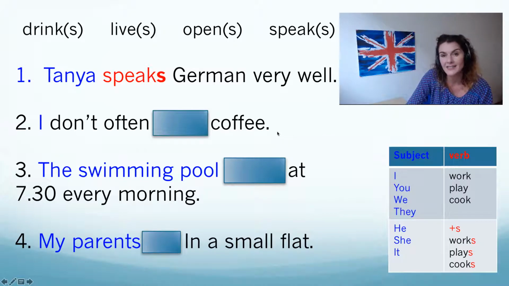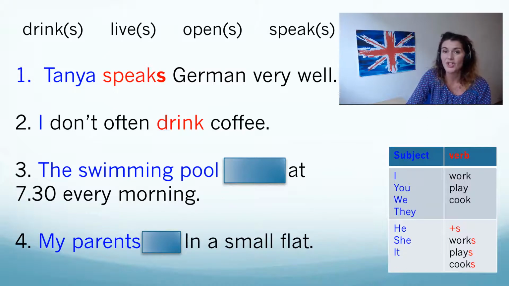Let's look at sentence number 2. I don't often coffee. What's the missing verb? What form should it take? That's right. I don't often drink coffee. We don't have an S because the subject is I.